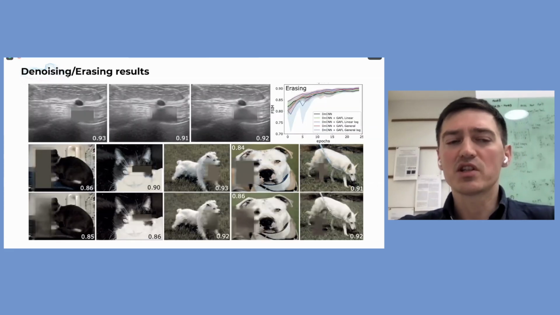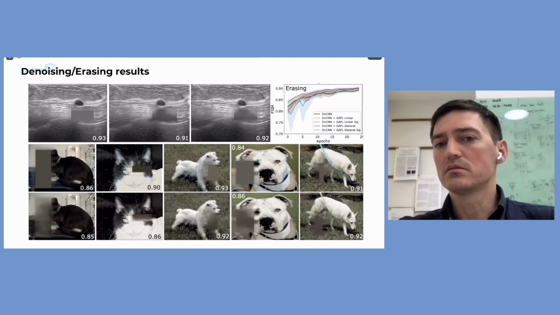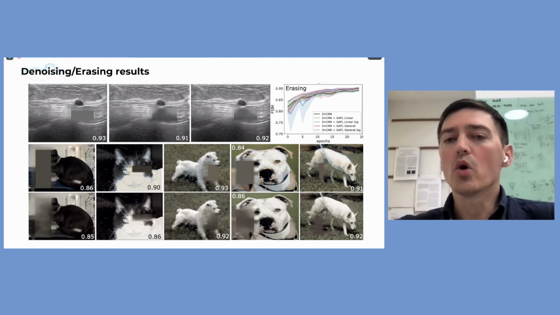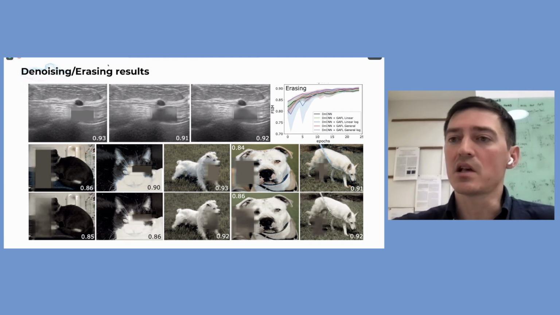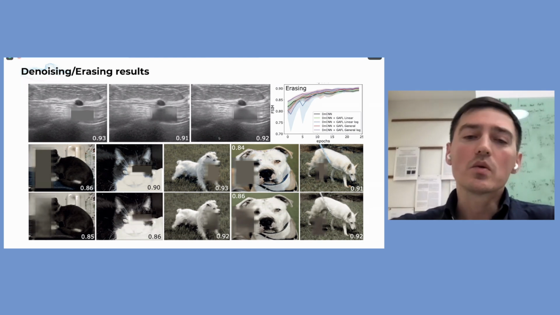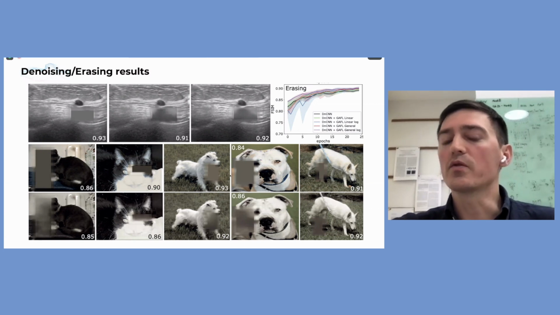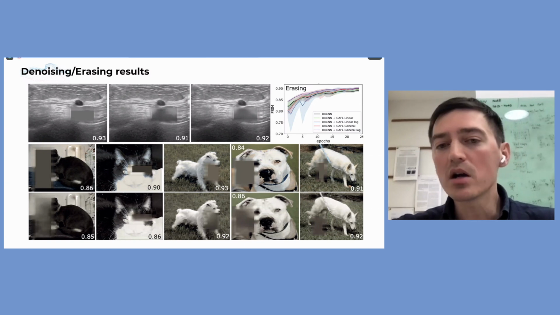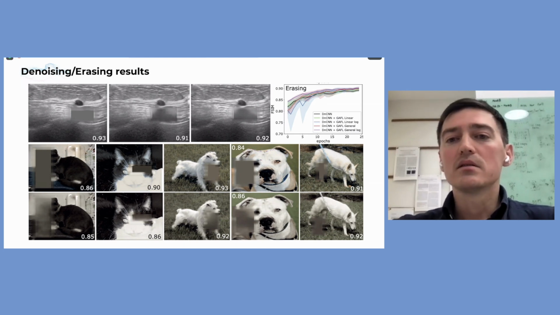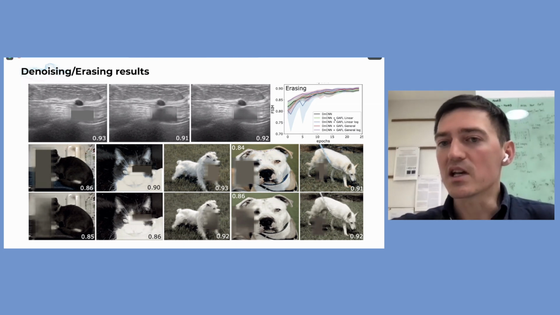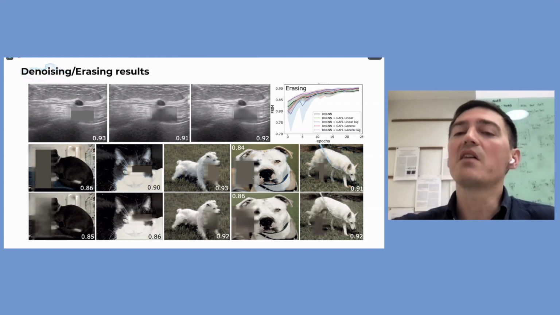Other tasks such as denoising, erasing, amazingly, you also learn optimal frequencies for those tasks as well. So what's shown here in this middle row, for example, if you have an image of a dog and you just erase randomly a rectangle, a very popular model such as DnCNN tries to recover that.